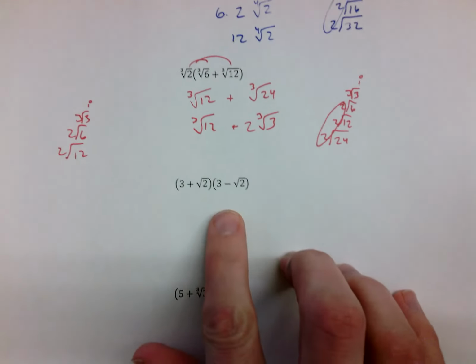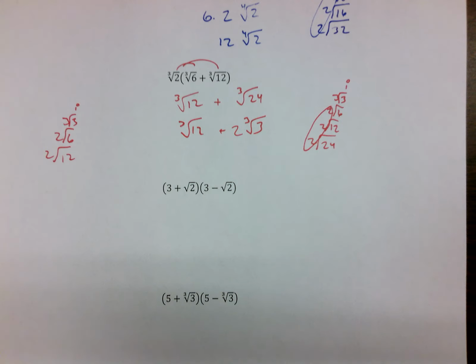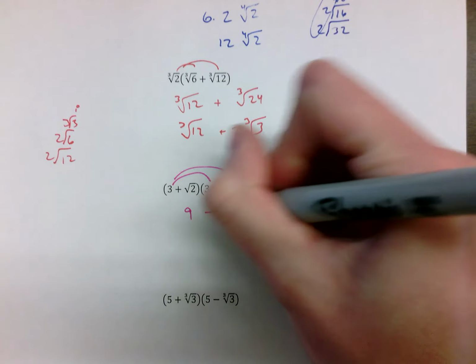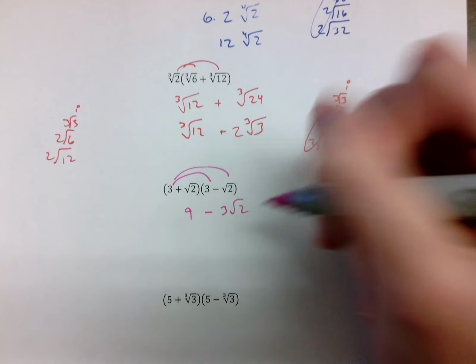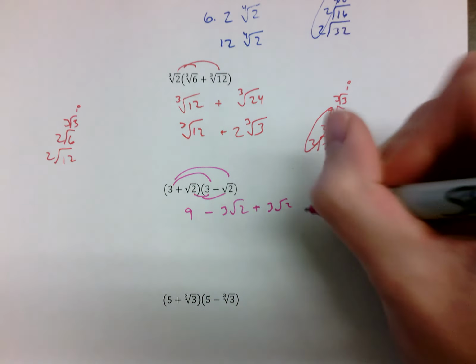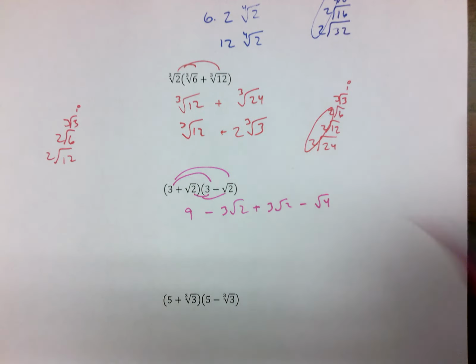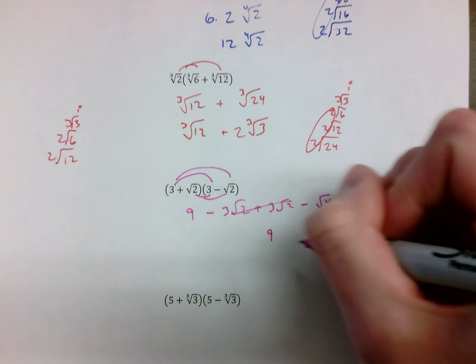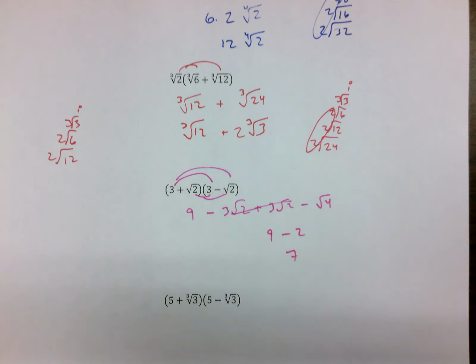Okay, this guy down here, so we're going to simplify this one. This one's a double distributive property, right? And when we distribute this, I'm going to get 9 minus 3 root 2, and then plus 3 root 2, and then minus the square root of 4. These guys cancel each other out. Square root of 4 is 2. So that's just 9 minus 2, or 7.